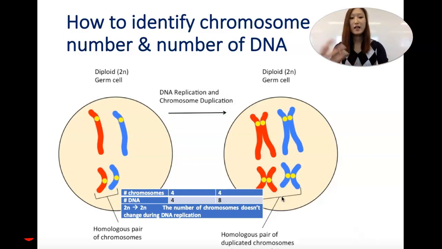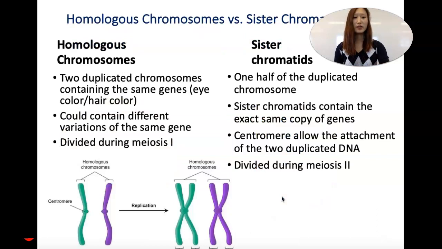The next thing that students often get confused about is the difference between sister chromatids and homologous chromosomes. So let's take a look. When you look at sister chromatids and homologous chromosomes, sister chromatids are 2 pieces of DNA that are identical to each other, and they're attached, and they're on 1 piece of chromosome. So when you look at this green chromosome, for example, it has 2 sister chromatids. This is 1 sister chromatid. This is another sister chromatid. They're identical to each other.